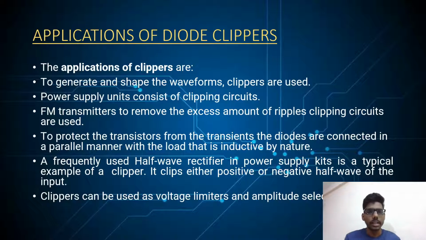So what are the applications of diode clippers? There are many applications. They are used to generate the shape of the waveform, in power supply units consisting of clipper circuits, and in FM transmitters to remove the excess amount of ripples. Clipping circuits are also used to protect transistors, with a diode conducting in a parallel manner with a load that is inductive by nature.